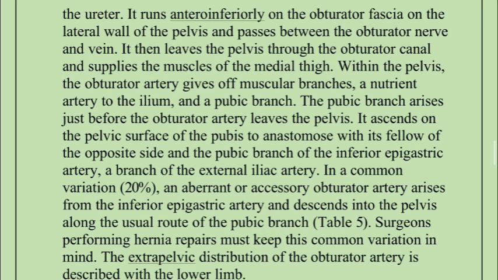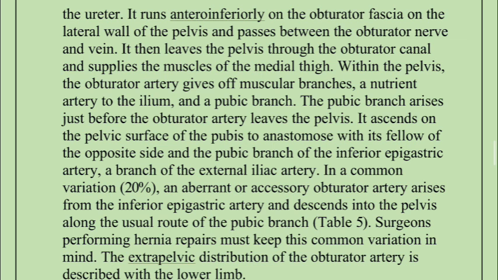So this is a form of anastomosis. The obturator artery is anastomosing with the one opposite and also with the pubic branch of the inferior epigastric artery, and the inferior epigastric artery is a branch of the external iliac artery. So this is a form of anastomosis between the internal and external iliac artery.